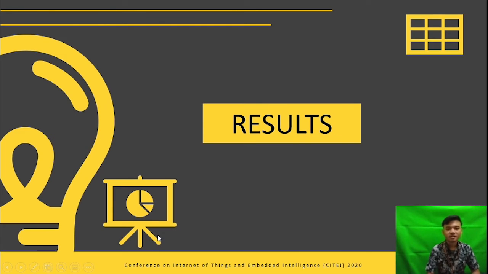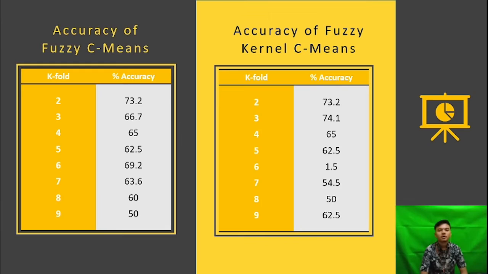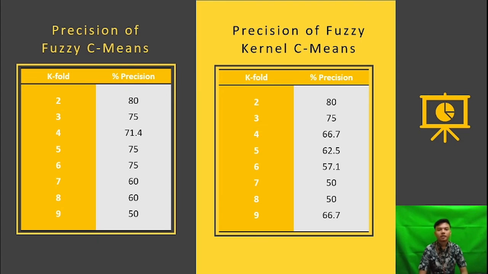And then this is the result of lung cancer classification in this study. This is the comparison of accuracy between fuzzy C-means and fuzzy kernel C-means. As can be seen, the highest accuracy is achieved by fuzzy kernel C-means when k equals 3, with 74.1% accuracy. And the highest precision is achieved by both classifiers, with the highest precision being 80%.